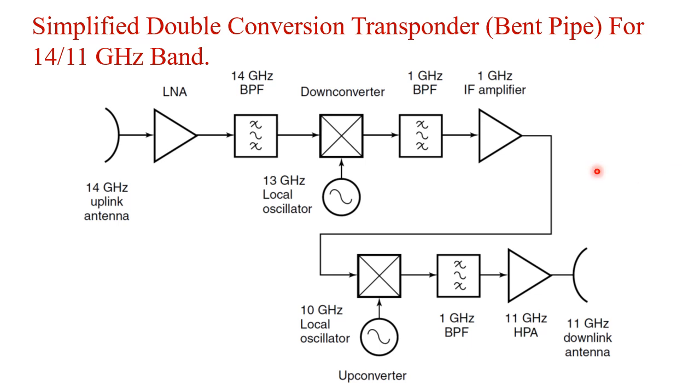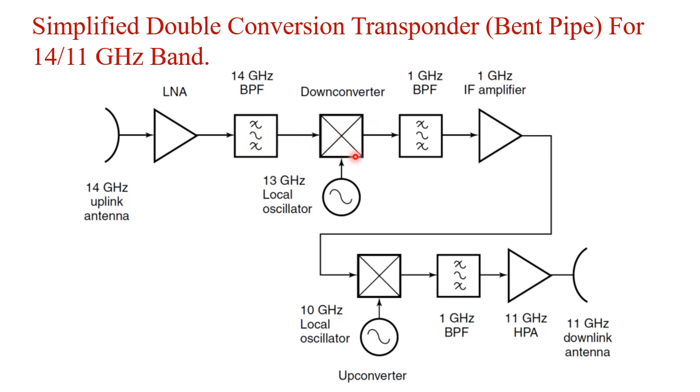Now we'll try to understand the double conversion transponder that is used in the Ku band, that is the 14 by 11 gigahertz band. Here we have a 14 gigahertz uplink antenna that will intercept the 14 gigahertz signal. By convention, we have to use a low noise amplifier, right? The first stage must be a low noise amplifier. So it will amplify and it will eliminate some out of band signals as well. And then we have a 14 gigahertz band pass filter. So only the 14 gigahertz signal will pass.